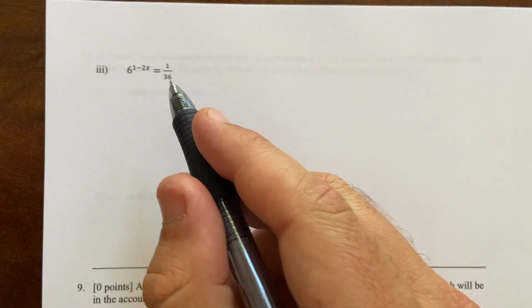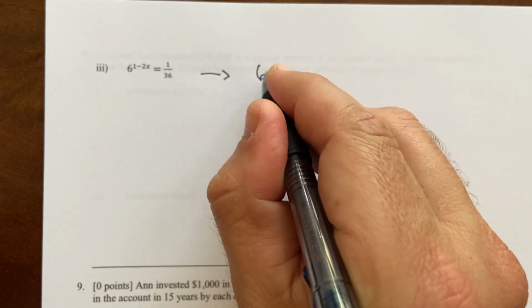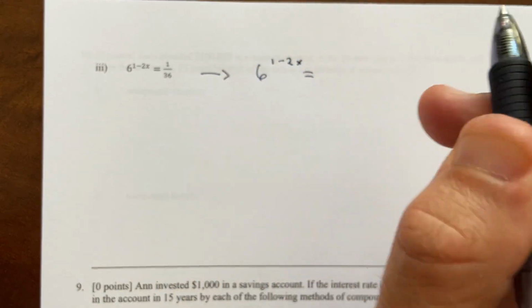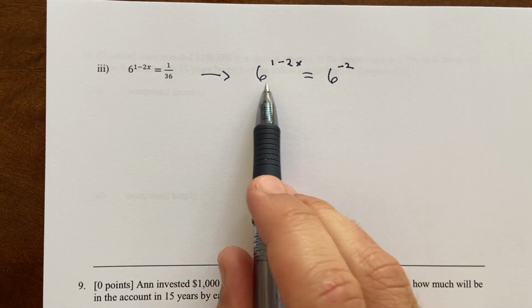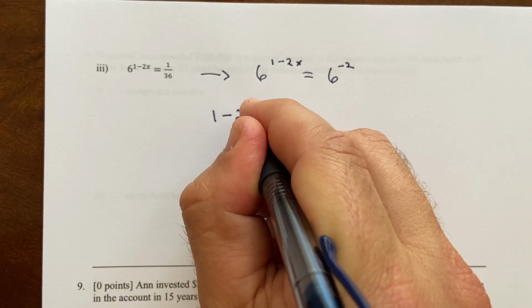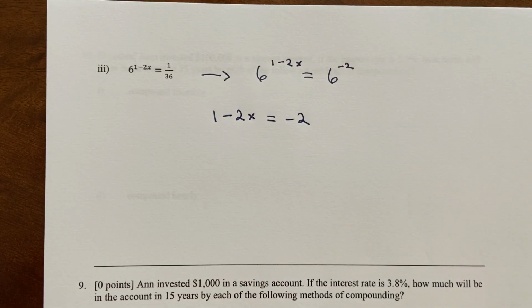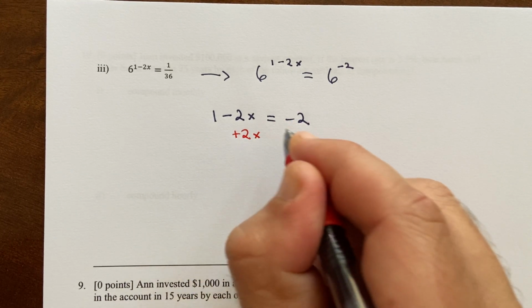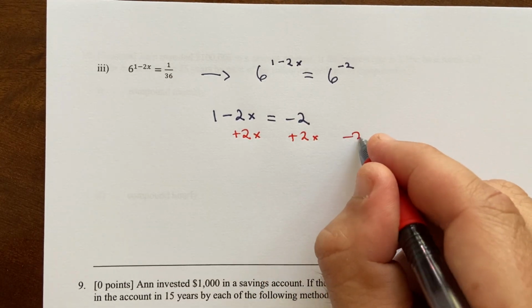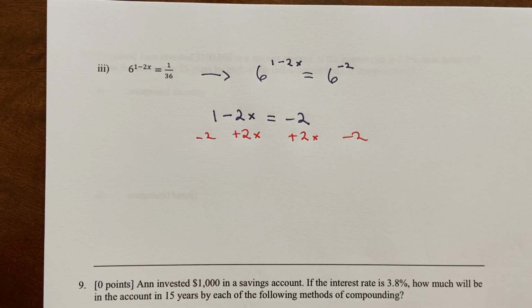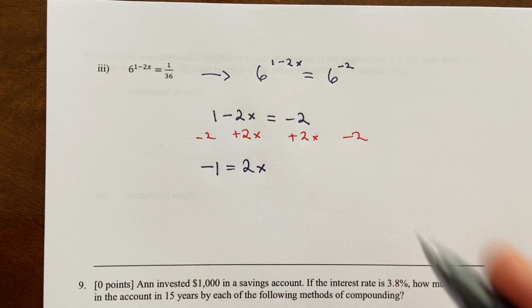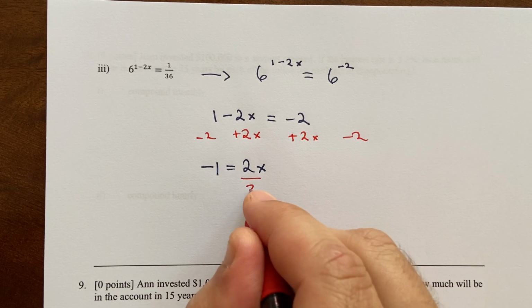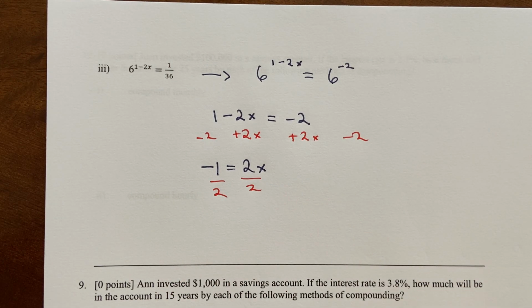Part 3. So 1/36, 6 to the 1 minus 2x. This would be the same as 6 to the -2. So as soon as you have, again, the bases the same, I can set 1 minus 2x equal to -2 and solve for x. So maybe I'll add 2x and subtract 2. So -1 equals 2x, divide by 2. So it looks like -1/2.